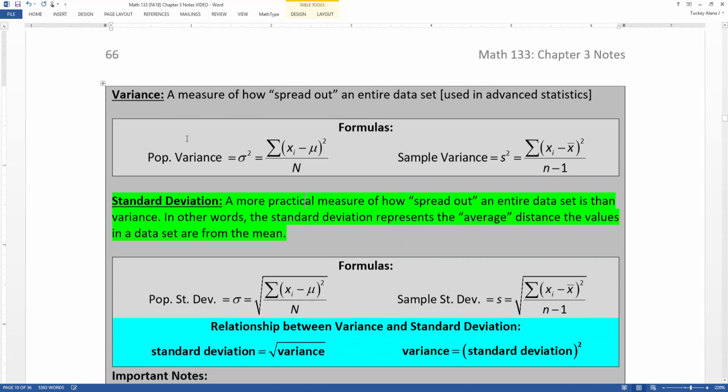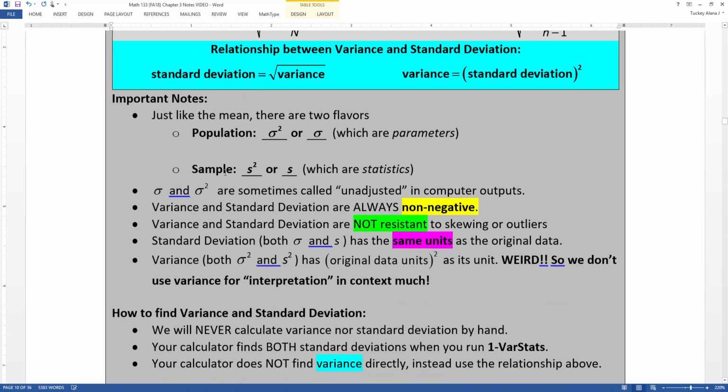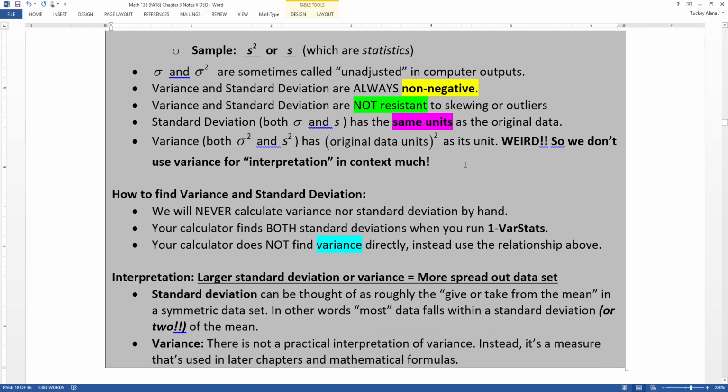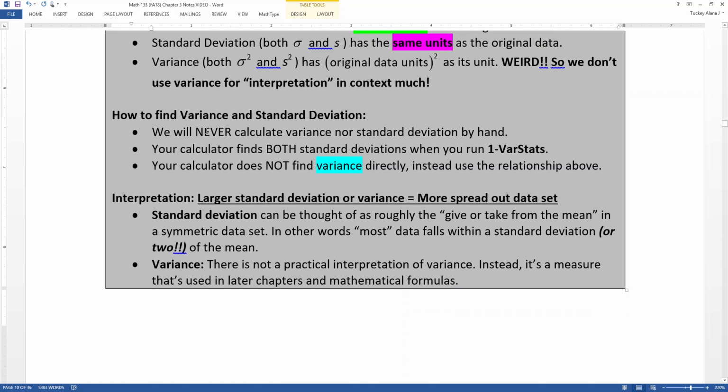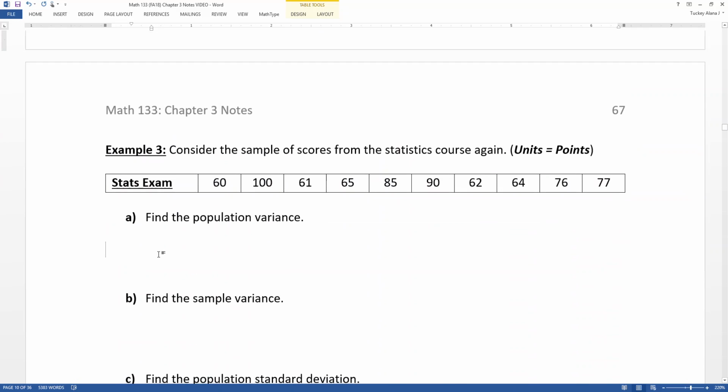And then we realized, okay, variance and standard deviation have a whole bunch of very important relationships and definitions that we need to make sure we have written down, say, for our notes for exams and the final. We have all that information, but that's where we're at. So now we're going to find the population variance.